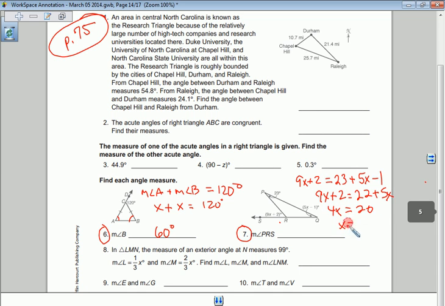Is that my answer? No. No, good. That's not what they asked me for. They asked me for the measure of this angle. So I'm going to plug it in. I get the measure of that angle is 47 degrees.